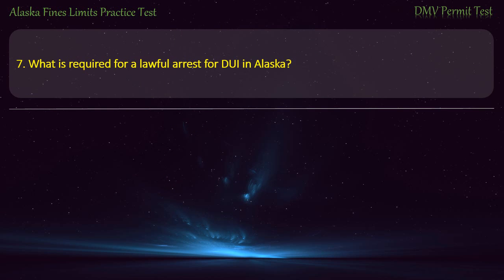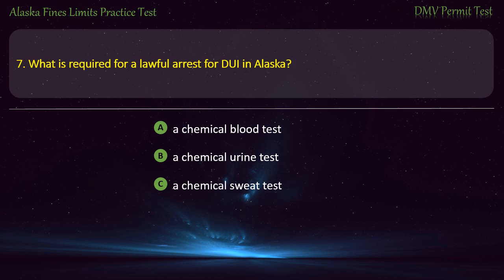Question 7. What is required for a lawful arrest for DUI in Alaska? A chemical blood test. A chemical urine test. A chemical sweat test. A chemical breath test. Answer. A chemical breath test.